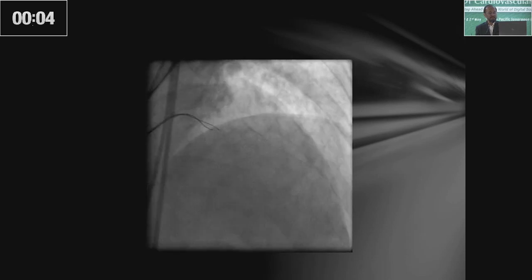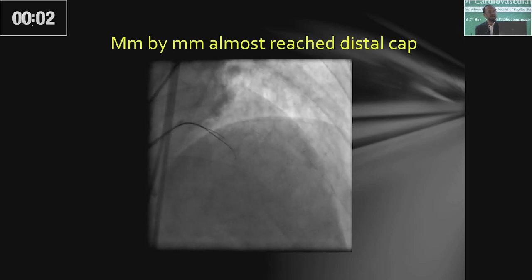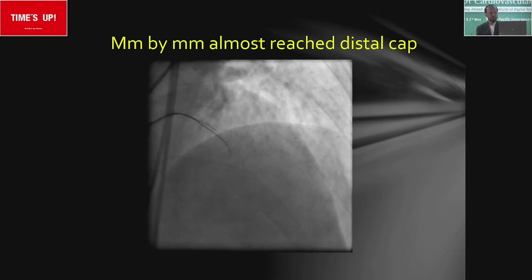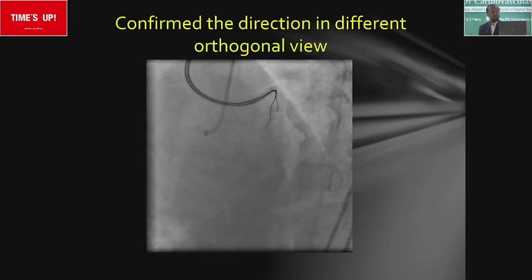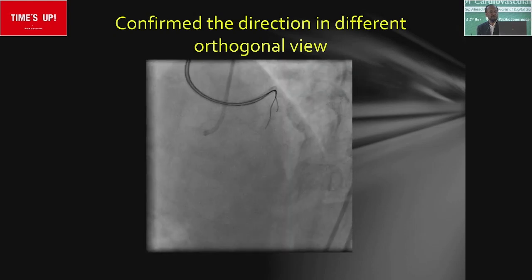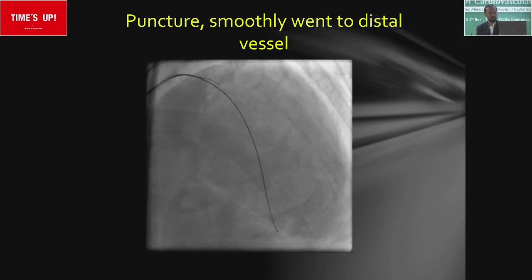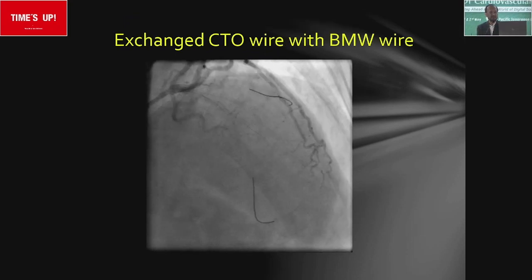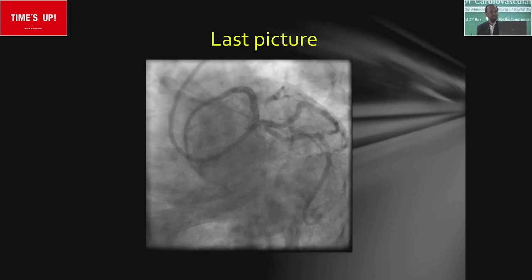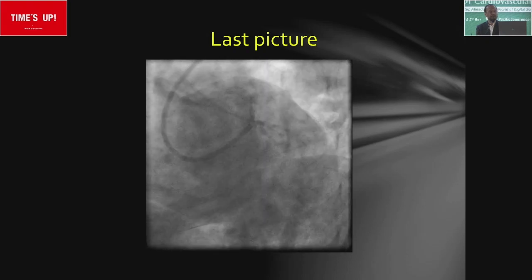And then inch by inch I proceeded and almost reached the distal cap, but did not puncture. You shouldn't puncture. So take two different orthogonal views. Then I directed my wire tip to the distal true vessel and punctured. After passing that lesion, you must change the dilation into BMW wire because it can perforate. And this is the last picture after putting the stent.